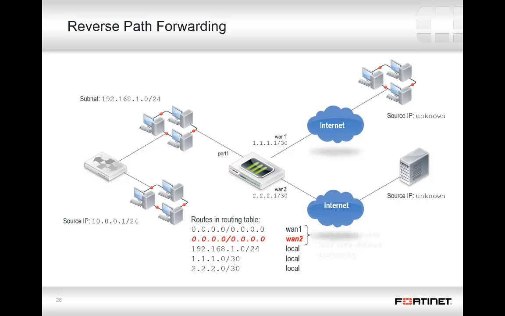If the priorities are the same, this creates a situation like ones we saw for ECMP. So if the destination is the internet, there are two possible paths to take through WAN 1 or WAN 2. Some sessions will exit from WAN 1 and others will exit from WAN 2.